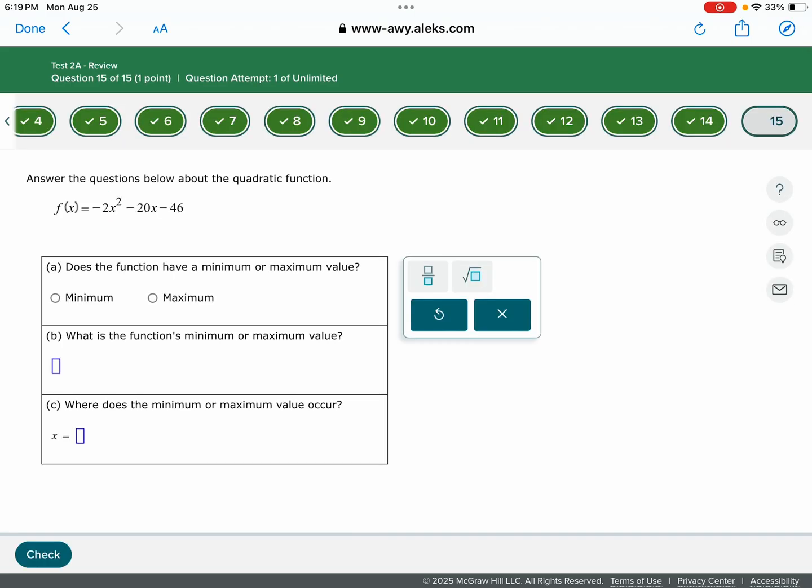Answer the questions below about the quadratic function. So does the function have a minimum or a maximum? This one's going to have a maximum because it starts with -2x squared, which means it's going to be downward facing, which would give it a maximum. What is the function's minimum or maximum value, and where does it occur? So we need to find the vertex. That's basically what B and C are saying. We need to find the vertex.